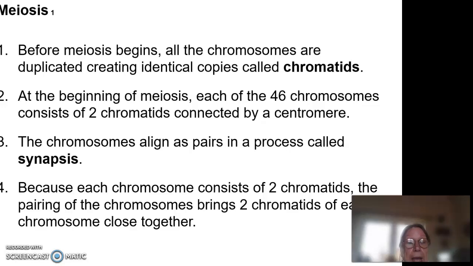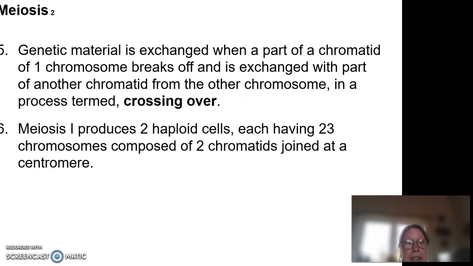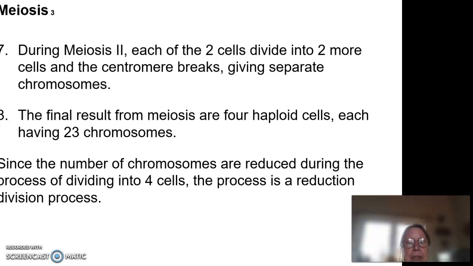Synapsis, S-Y-N-A-P-S-E, has to do with the nervous system. Because each chromosome consists of 2 chromatids, the pairing brings them close together, which starts the division. It's called crossover when they exchange genetic material. It just keeps dividing until there are 4 cells. What ends up is 4 cells with 23 chromosomes each.